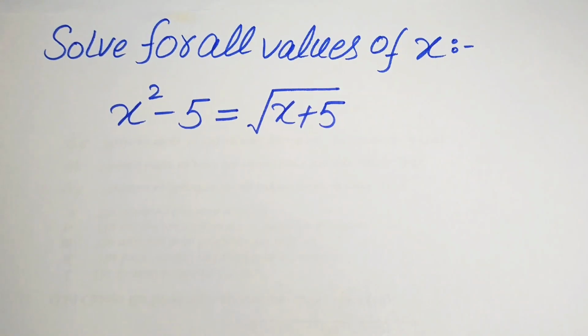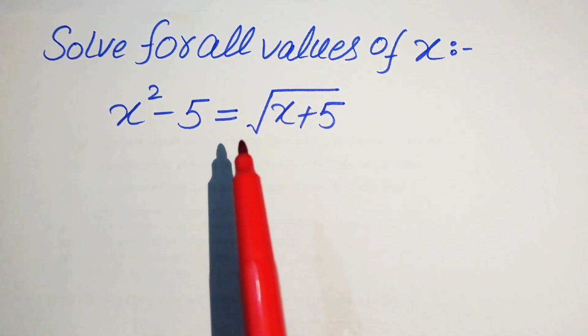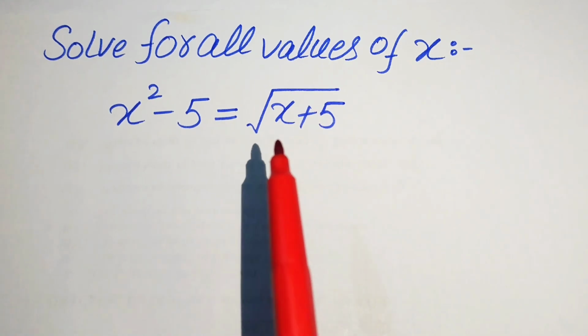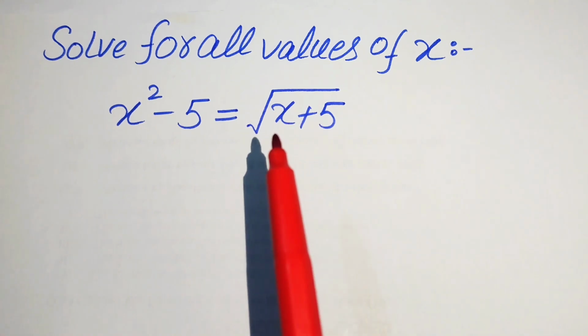Hello everyone, welcome to solve this nice algebra problem. Here we have x square minus 5 equals the square root of x plus 5, and we solve this problem for all the values of x.